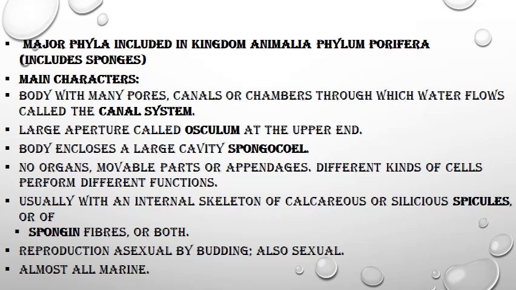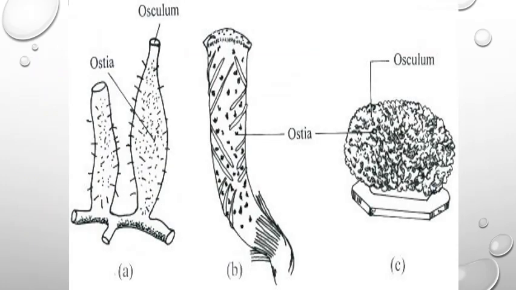Different kinds of cells perform different functions, usually with an internal skeleton of calcareous or siliceous spicules or of spongin fibers or both. Reproduction asexually by budding, also sexual. Almost all marine. This is the structure: osculum and ostia, you can see in the figure.